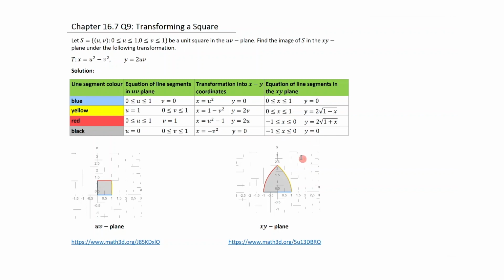Now if you plot this, then you end up with a shape that looks like this. So you've gone from a square to an object which is definitely not a square. So this is the process you have to go through in terms of determining what the bounds for the region are in the transform system.